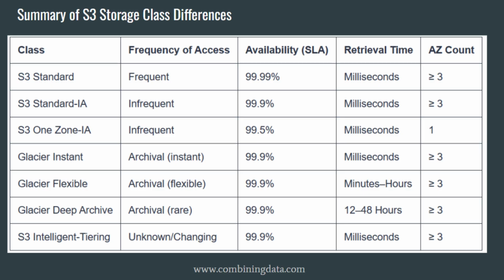Finally, S3 Intelligent Tiering is designed for data with unknown or changing access patterns. AWS automatically moves objects between access tiers based on usage, while maintaining millisecond retrieval times and 99.9% availability across multiple availability zones. This class is ideal when you don't want to manually manage storage classes and want automatic cost optimization.